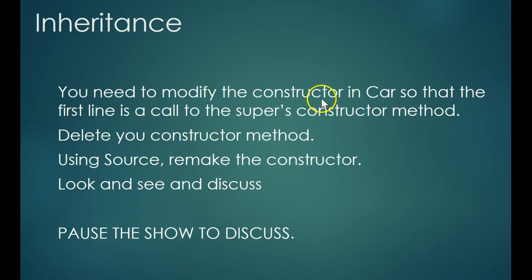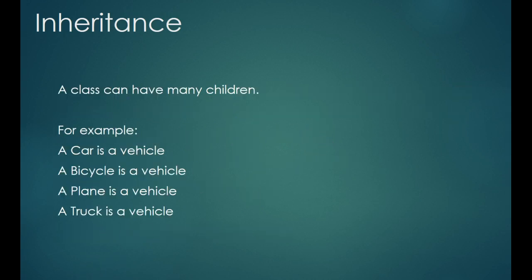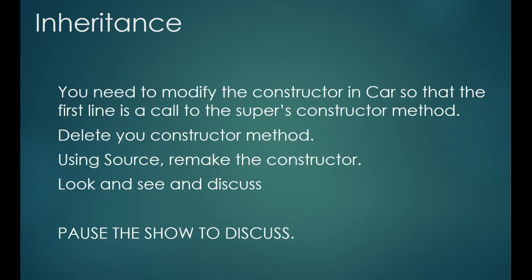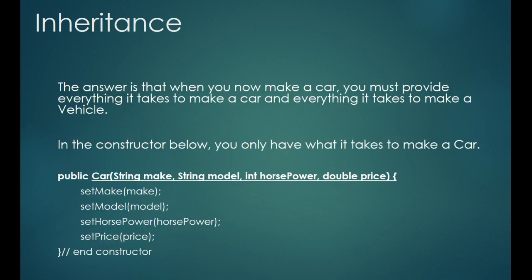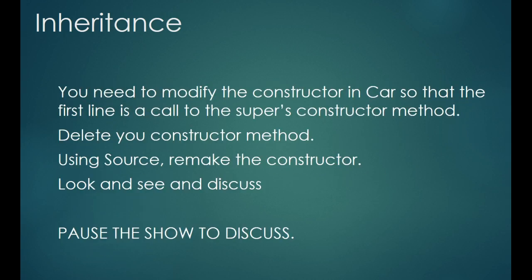So I'm going to need to modify the constructor in car so that the first line is called the super constructor method. What I want you to do here when we pause the show is delete the constructor method in car, and then use that source feature to remake that same constructor, and then let's look at it and discuss.